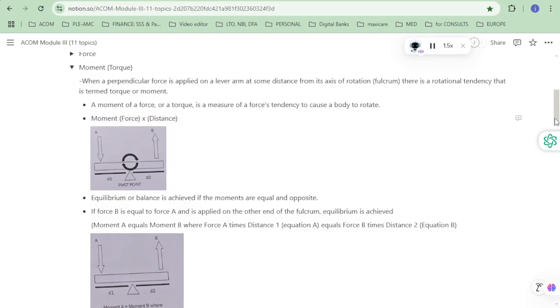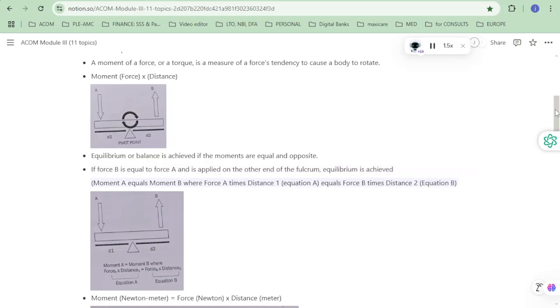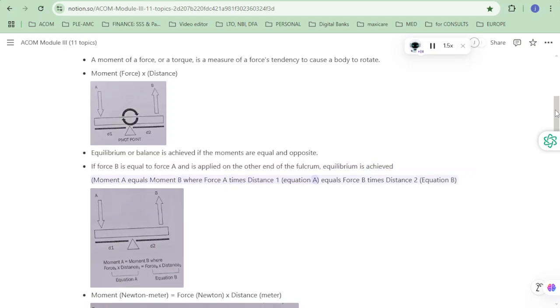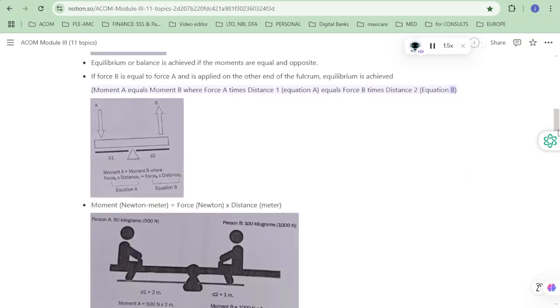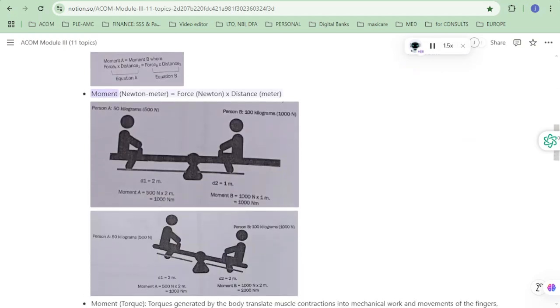Equilibrium or balance is achieved if the moments are equal and opposite. If force B is equal to force A and is applied on the other end of the fulcrum, equilibrium is achieved. Moment A equals moment B, where force A times distance 1, equation A, equals force B times distance 2, equation B. Moment, in newton meters, equals force, in newtons, x distance, in meters.